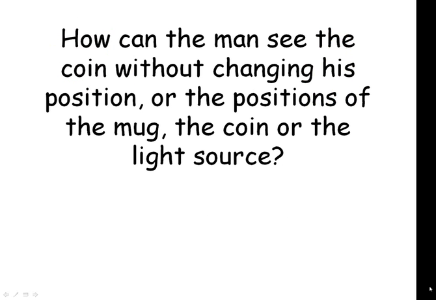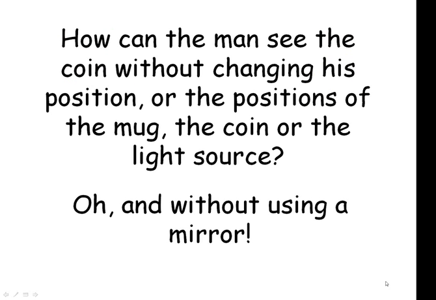So here's your challenge. How can the man see the coin without changing his position, without changing the position of the mug, without changing the position of the coin, and of course you can't move the sun. Oh, and by the way, he can't use a mirror either. Now, just have a think. How would you do that? How can the man get to see the coin? Any ideas? What do you think?